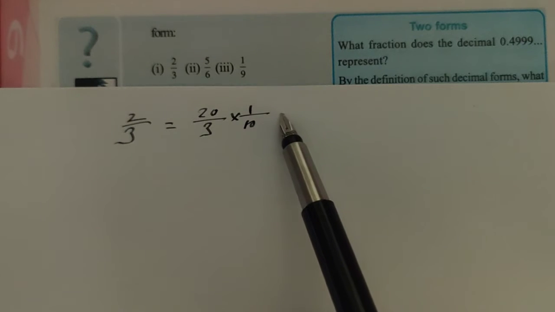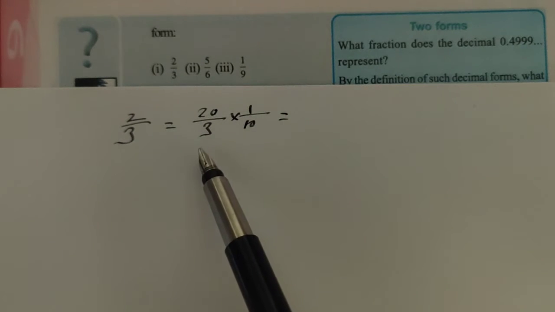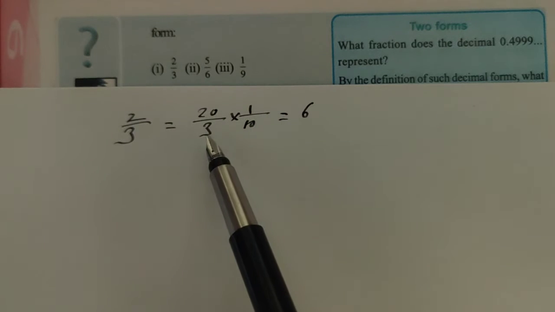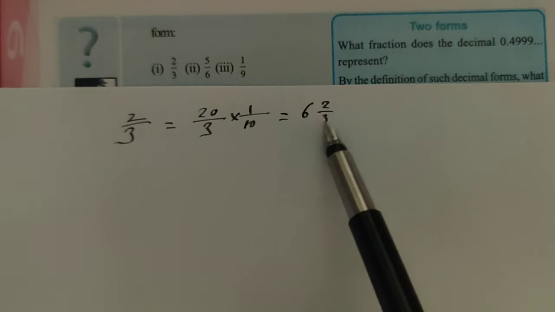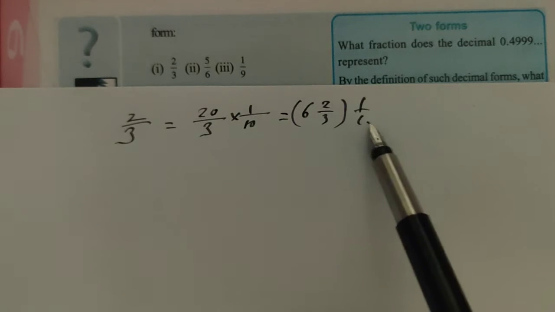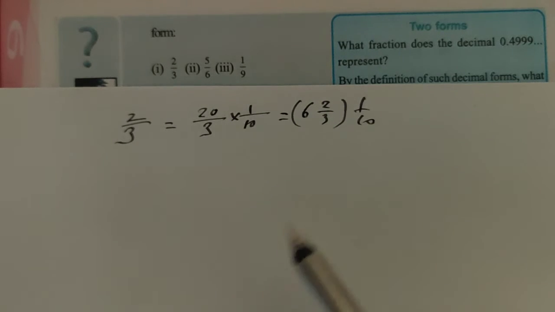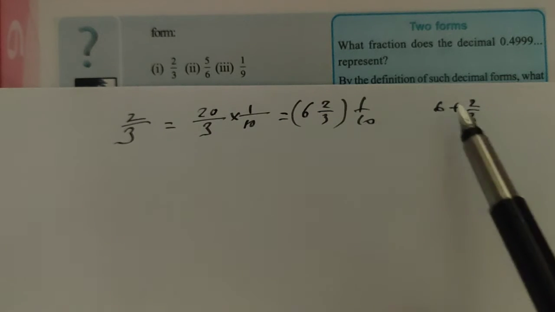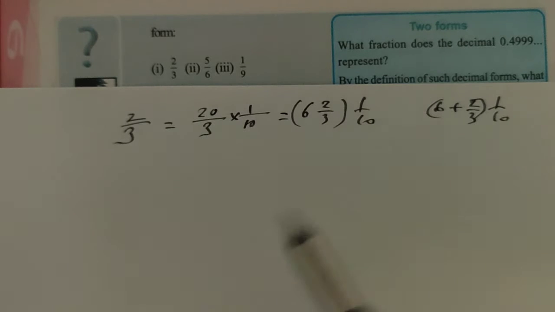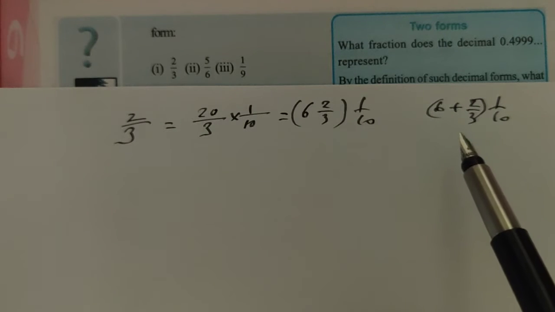Then you can see 20 by 3 into 1 by 10. 20 by 3 is equal to 6, and remainder is 2. 6 3s are 18, remainder is 2. 6 2 by 3 into 1 by 10. Then what is 6 2 by 3? 6 2 by 3 is 6 plus 2 by 3 into 1 by 10.